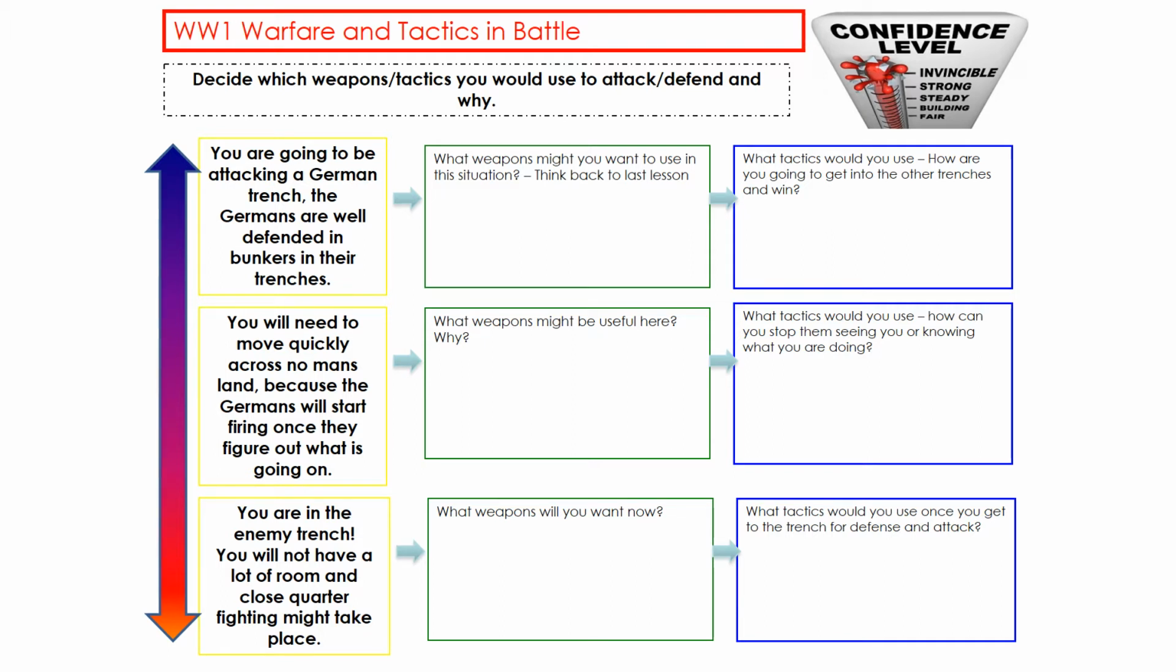You'll need to move quickly across no man's land because the Germans will start firing once they figure out what is going on. So what weapons might be useful here and why, and what tactics would you use? Again, you're in the enemy trench, so you will not have a lot of room and close quarter fighting might take place. What weapons will you want now and what tactic might you use? So have a think about this for a start activity, what sort of weapons and tactics you might use. So you want to pause the video at this point to complete this activity.